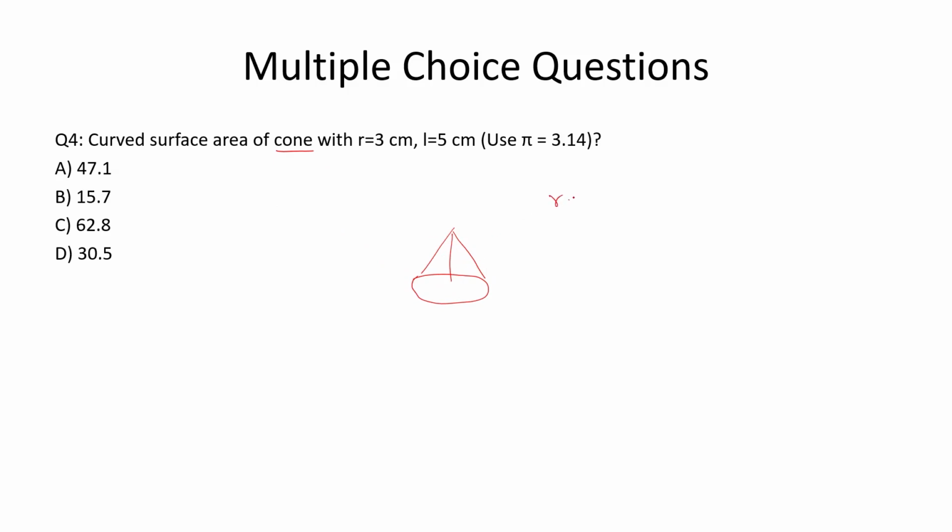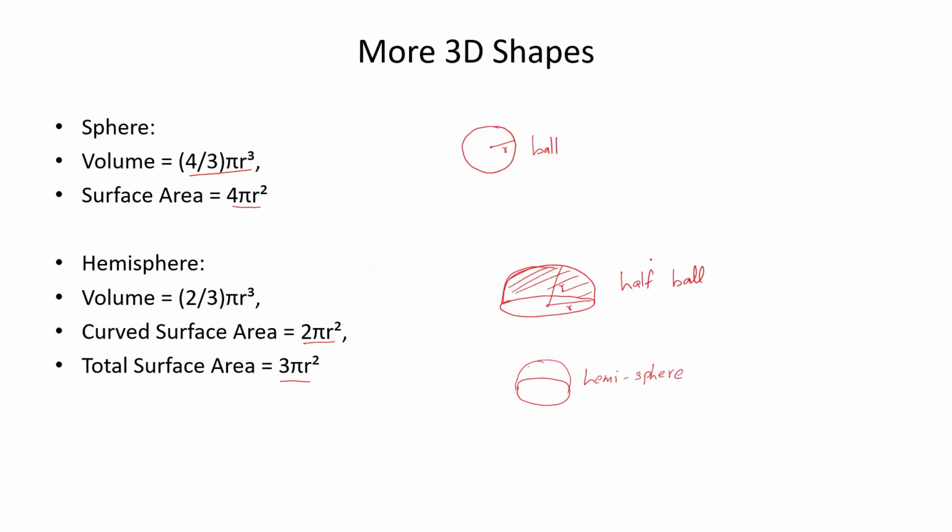R is given, that is the radius is 3 centimeter, and the slant height is given. L is this, remember? L is given to be 5 centimeter. If r and l are given, you have to compute the curved surface area. Do you remember the formula? You should remember the formula. Let's go back and check the formula.